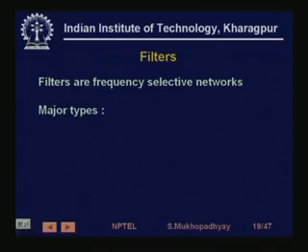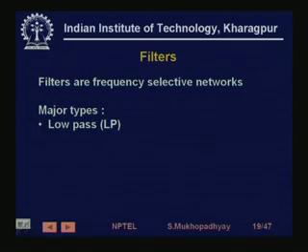For example, we can say that our actual signal is within 1 hertz, and the power signal is 50 hertz. So can I have a network which will have nearly zero gain at 50 hertz and quite good gain at 1 hertz? Then if I pass my noisy signal through it, the power frequency signal will be killed and the real signal will be passed. So this is the basic purpose of filters. They are frequency selective networks, and there are various types of filters.